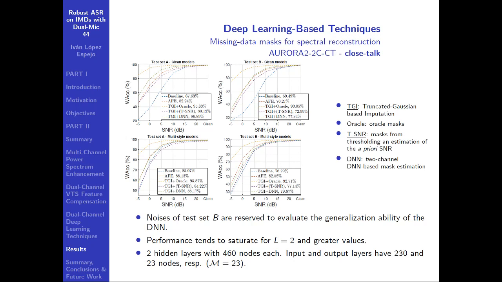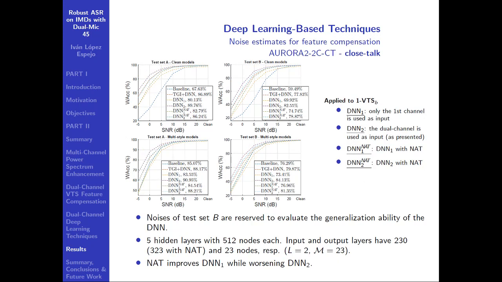While the use of Oracle masks is an upper reference, it is clear that our DNN approach provides more accurate masks than the SNR-based technique for comparison. As was the case of VTS compensation on CHiME 3, we can see here that the performance of those methods that try to precisely estimate the clean speech features, like the spectral reconstruction technique TGI, can be severely limited when using multi-style acoustic models.